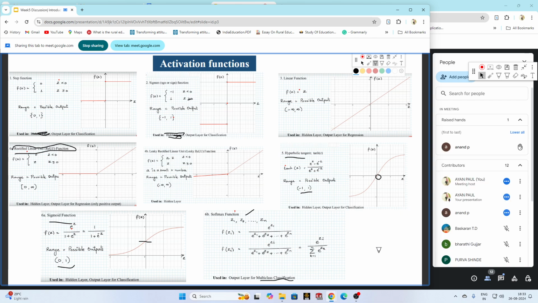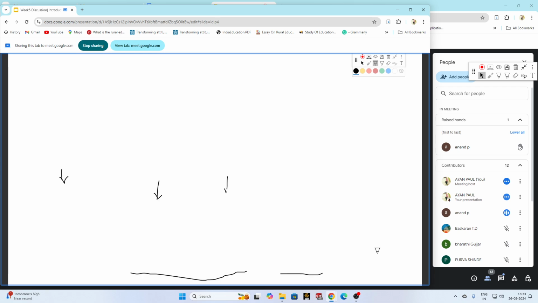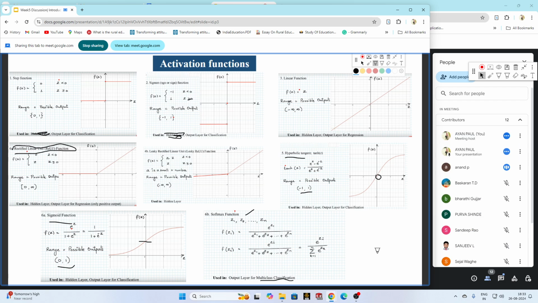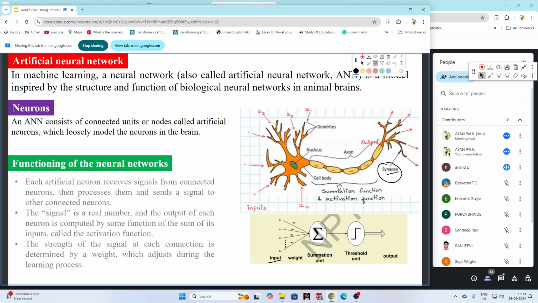Sir, we are modeling the neuron activity only, no? This is a very silly question. Do we know that this is how the neuron really functions, or are we just modeling it using mathematics? Biologically, yeah, we know this.